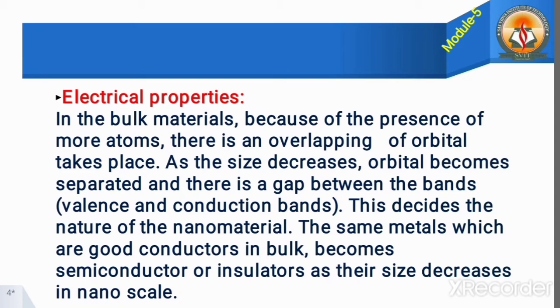Because of the presence of more atoms, an overlapping of orbitals takes place. As the size decreases, the orbitals become separated and there is a gap between the bands, that is the valence and conduction bands. This decides the nature of the nanomaterials. So nanomaterials that are good conductors in bulk exhibit semiconductor and insulator behavior when their size decreases to nanoscale.